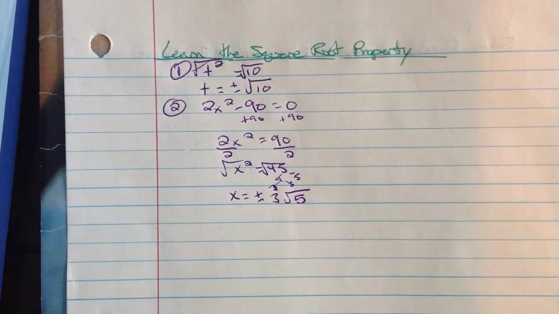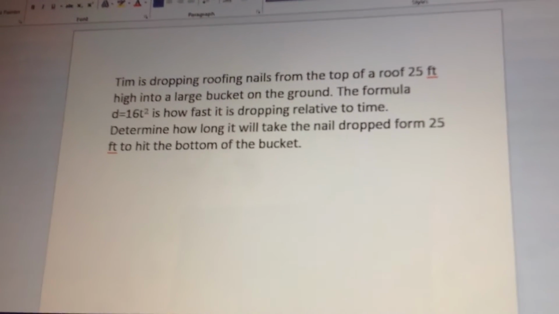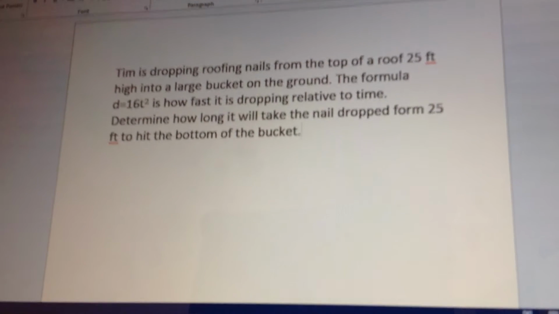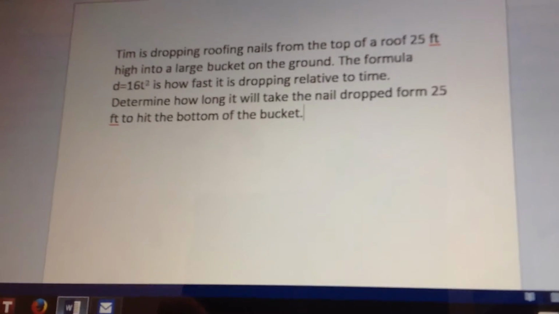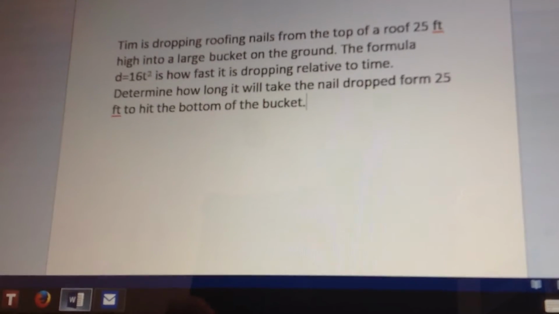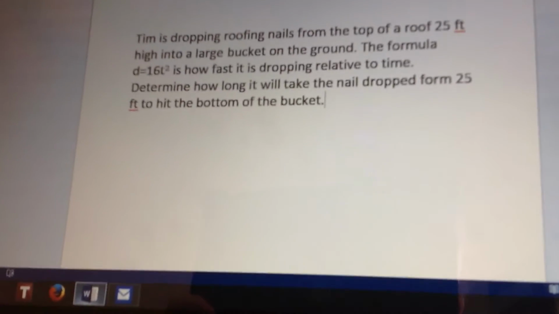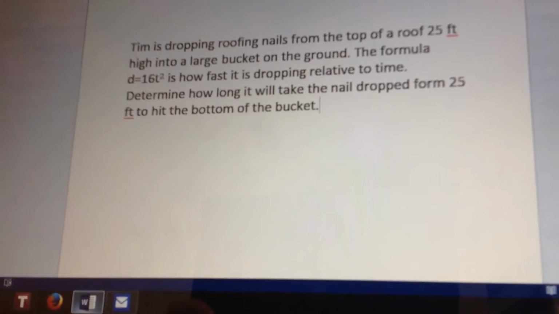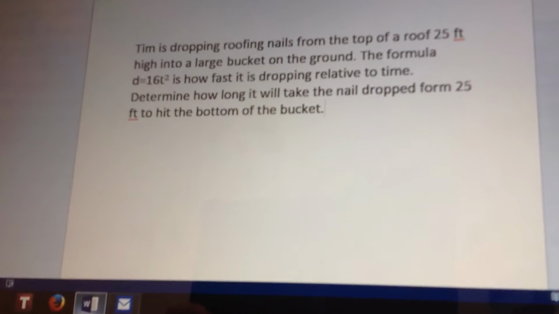Let's extend this into a word problem. So say we were given the following scenario. Tim is dropping roofing nails from the top of a roof 25 feet high into a large bucket on the ground. The formula d equals 16t squared is how fast it is dropping relative to time. Determine how long it will take the nail dropped from 25 feet to hit the bottom of the bucket. So we want to figure out how much time given a distance.